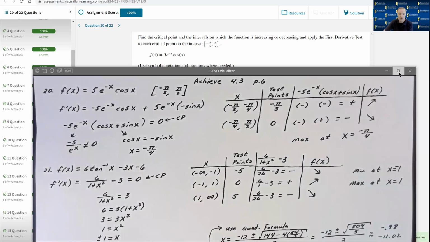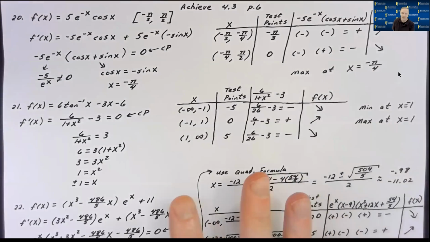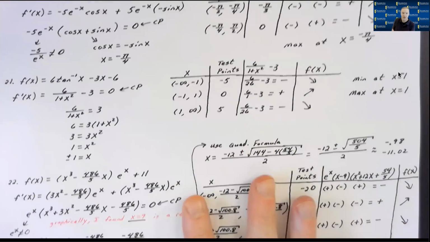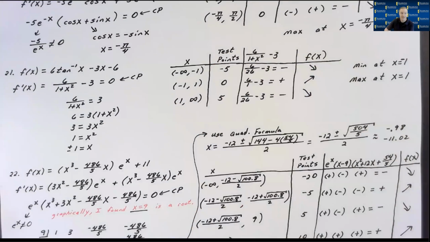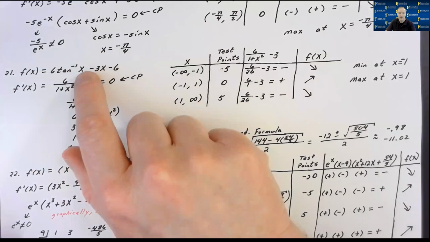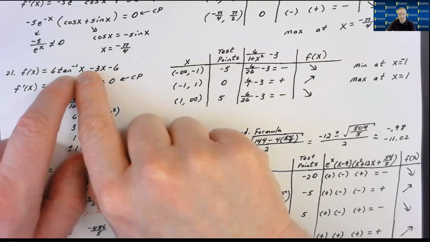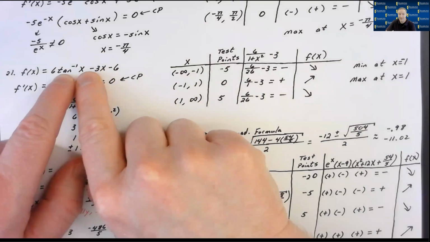Now, for the last two here, similar types of problems. For number 21, while it's a similar problem, it's more beautiful because it brings in an inverse trig function. But remember, you just have to have those inverse trig derivative formulas memorized.